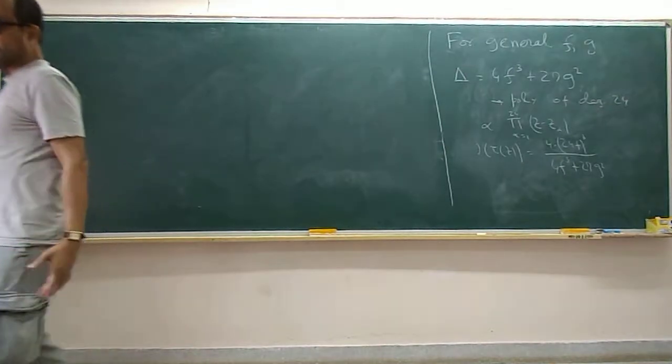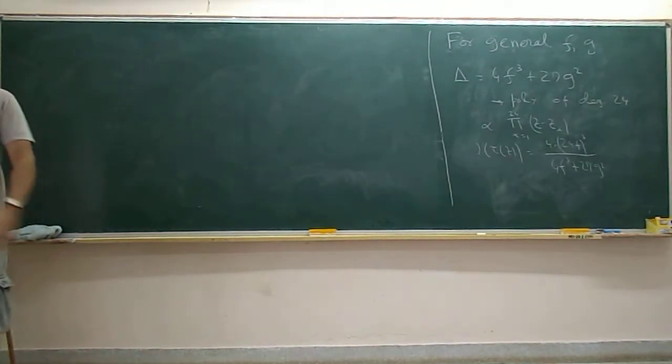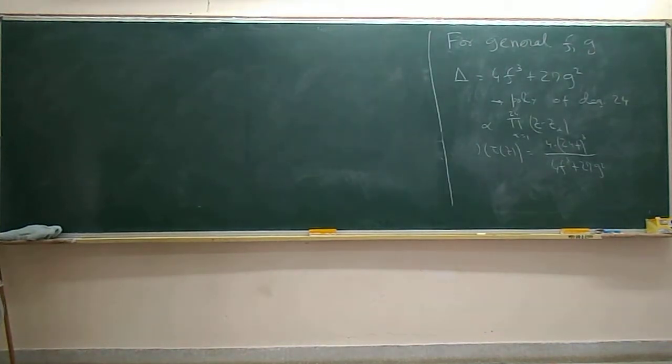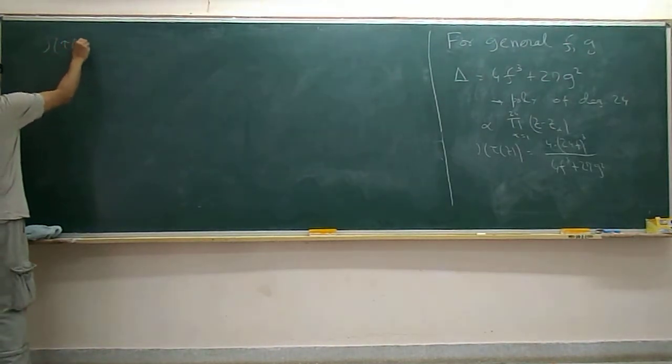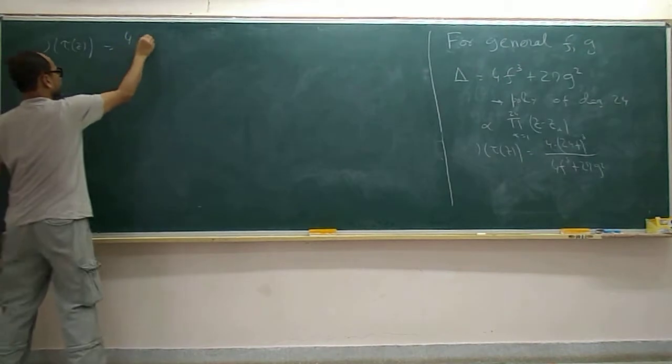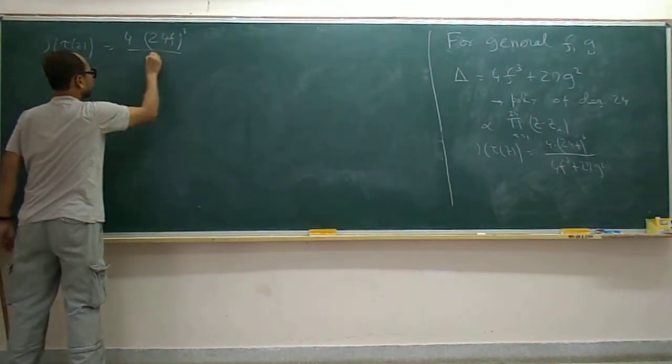So how do we make the coupling in the F theory description small? We have to make sure that tau is close to i infinity for most of the base. Now we have this formula: j of tau of z is 4 times 24 f cubed over delta.